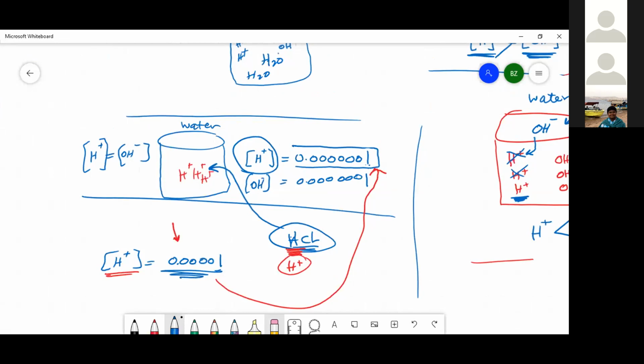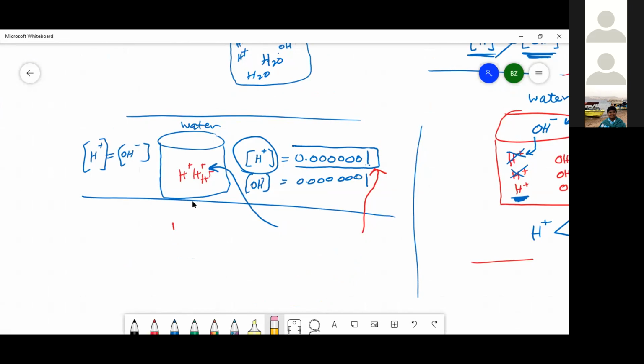Then we went to another idea. In the beginning, let me repeat this idea again for all. We said that scientists measured the concentration of H plus in water. They found that it's in this number, 0.0000001. Then they said, okay, if we add HCl, HCl splits into H plus and Cl.